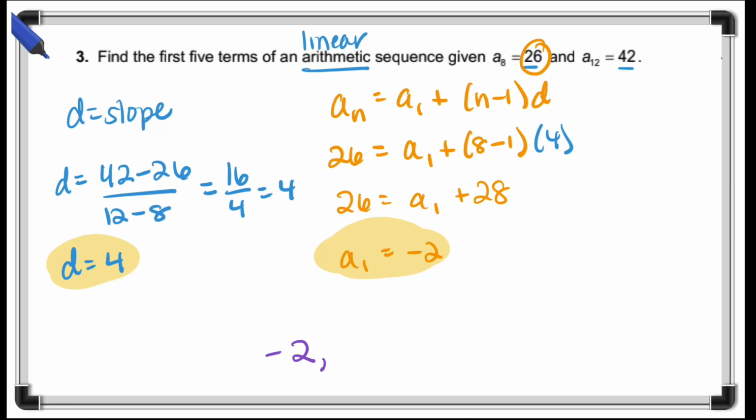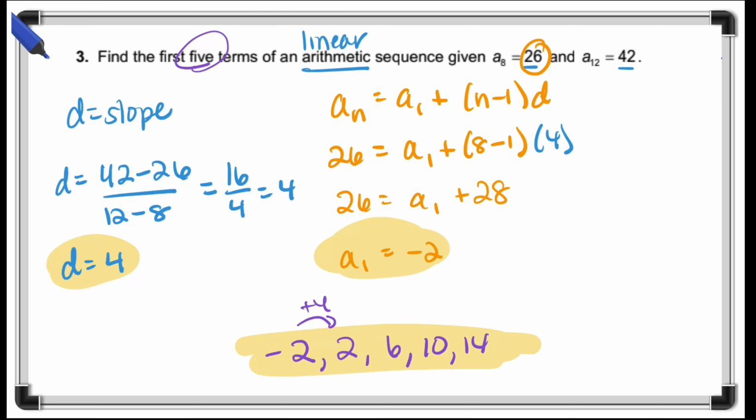Now, to get the next 4 terms in that sequence, because you're going to get 5, right, you could just add 4 every time. So that would get you, right, plus 4. That would get us 2, 6, 10, and 14. So here are the first 5 terms of that sequence.